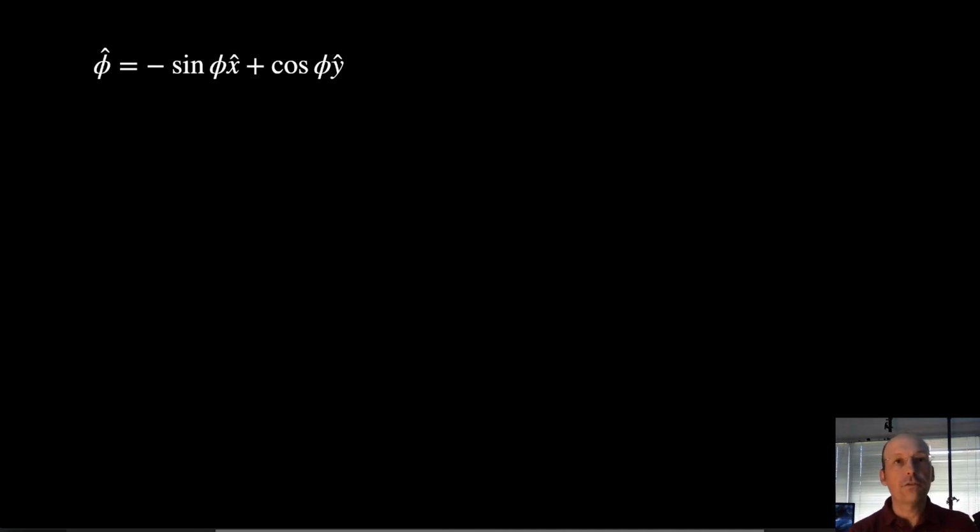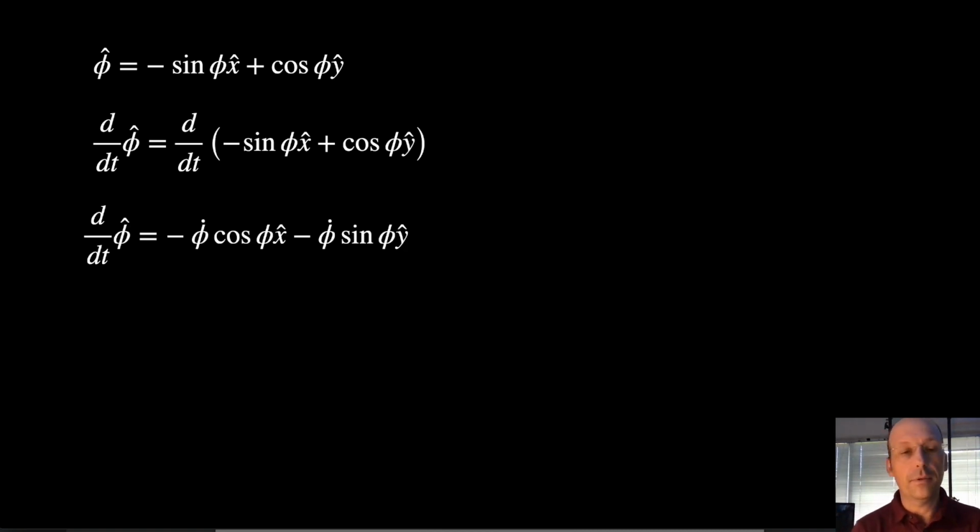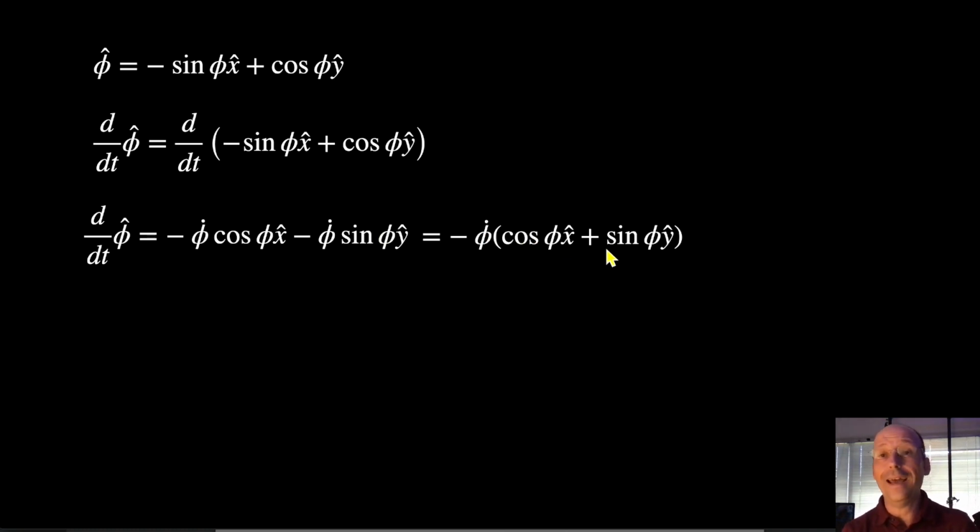Okay, one more. So we want to take the derivative of phi hat with respect to time. So there's phi hat in Cartesian coordinates. It looks nice. It looks like this one's going to be easier, but it's not. So I take the derivative of that, and I have two terms. I take the derivative with respect to time. I get negative phi dot cosine phi x hat, and this one's going to be negative phi dot sine phi y hat. I can factor out the negative phi dot, but I have this cosine phi x hat plus sine phi y hat, and I don't know what that is.